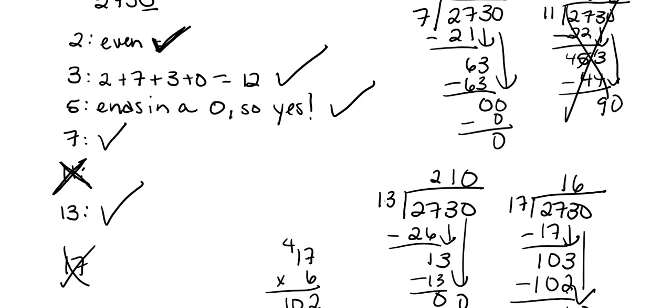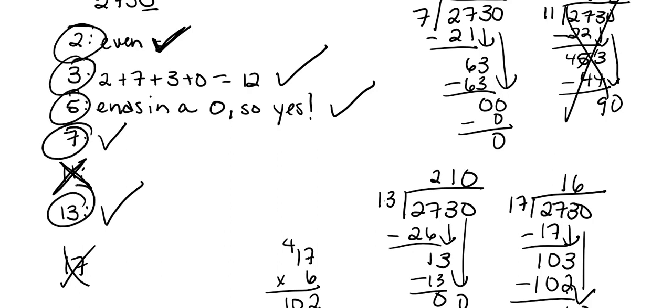So what numbers are we left with then? We're left with 2, 3, 5, 7, and 13. So we actually have 5 prime numbers that 2,730 can be divided by. That would be our solution, those 5 numbers.